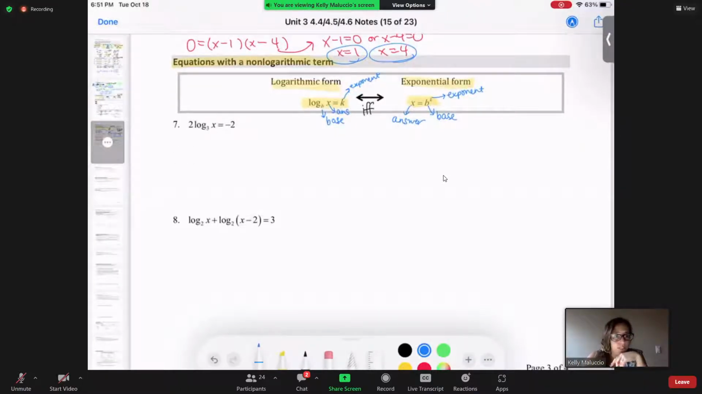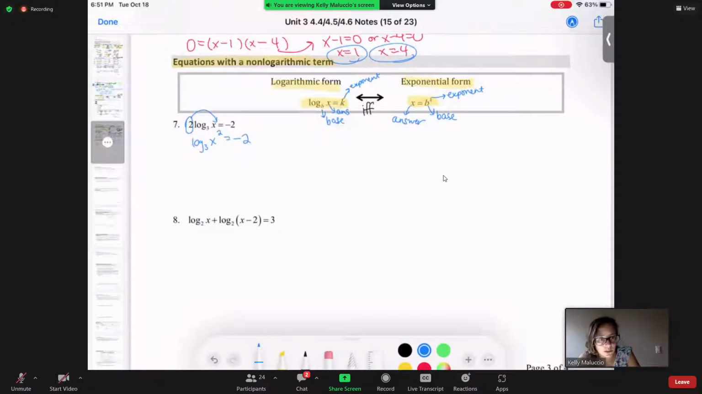Now to solve 7 and 8, to solve problems like these, we are going to do a little bit of rewriting. We'll use some property first, rewrite in exponential form and solve, just kind of the way we did before, but there's a little bit more involved, right? So looking at this first one, number 7, 2 log base 3 of x equals -2. Well, before I write this in exponential form, I want to bring that 2 into x squared, right? So I'm going to have log base 3 of x squared equals -2.